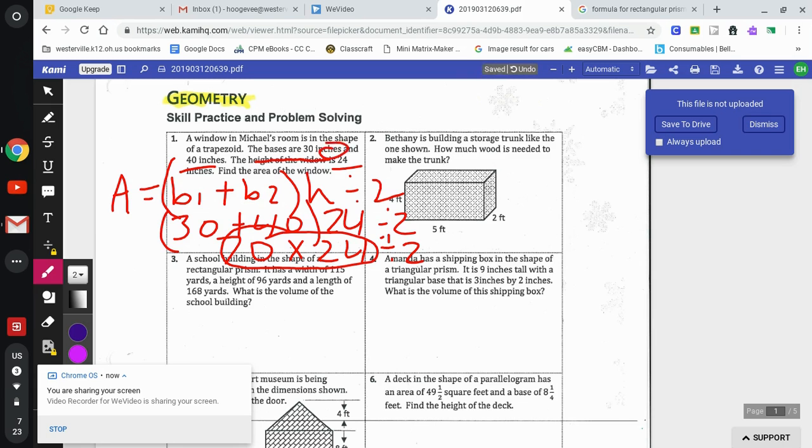Next shape, we have a storage trunk, it says. So if you've seen this in science class, it's just a prism here. So you have to do length times width times height. Don't forget to label.